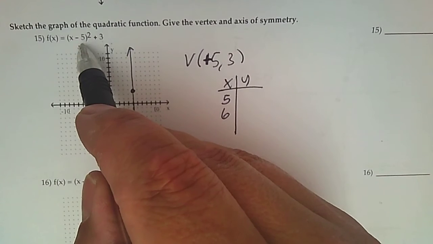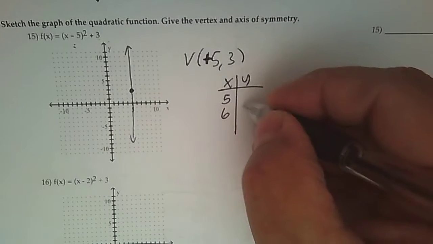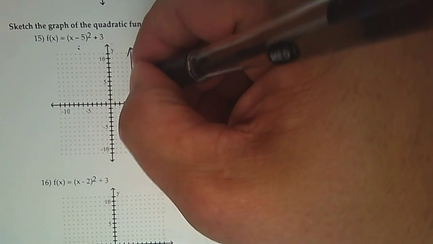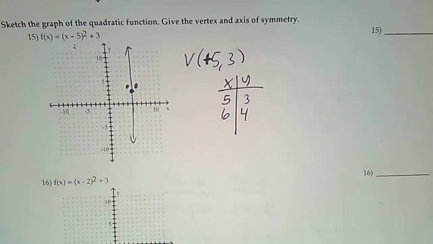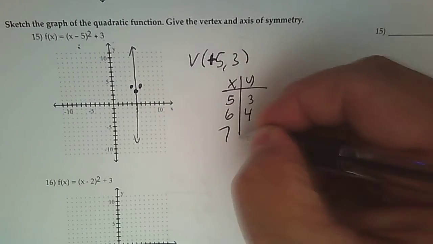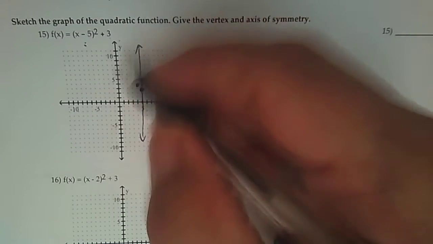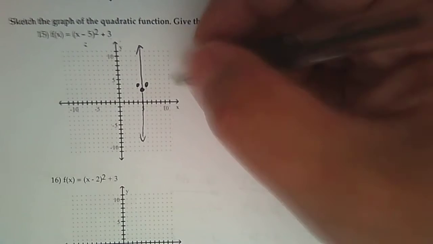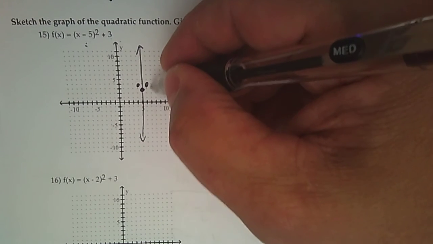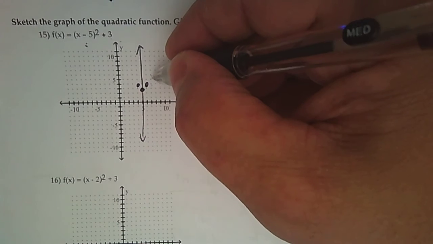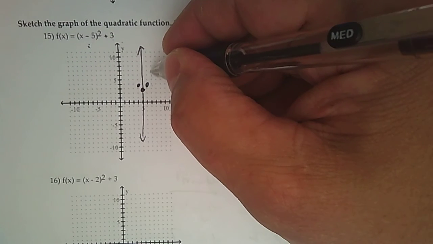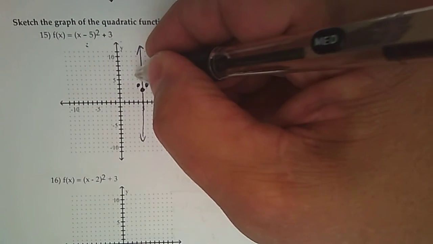So plug in 6, and you get 1 plus 3. So can you find 6, 4? And then reflect, and you have another point. Put in 7. Just keep counting from the vertex. So 7 take away 5. That's 2 squared, 4. So that gives me 7. And then reflect.